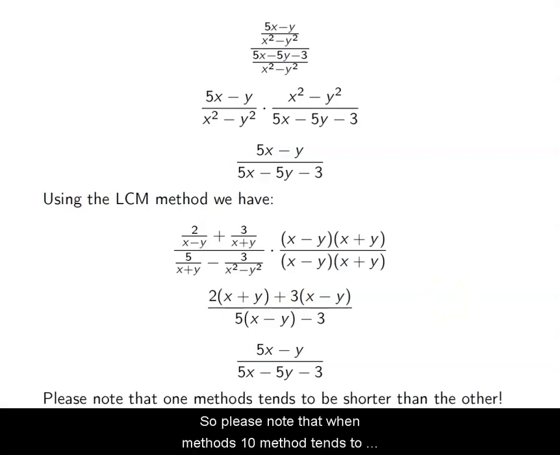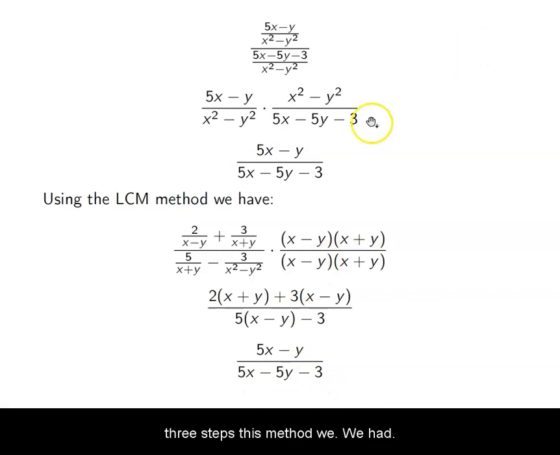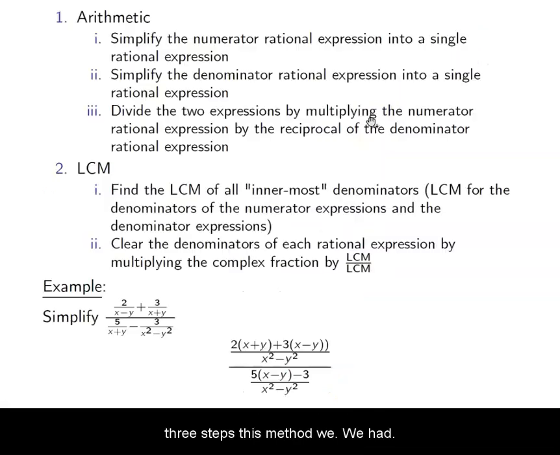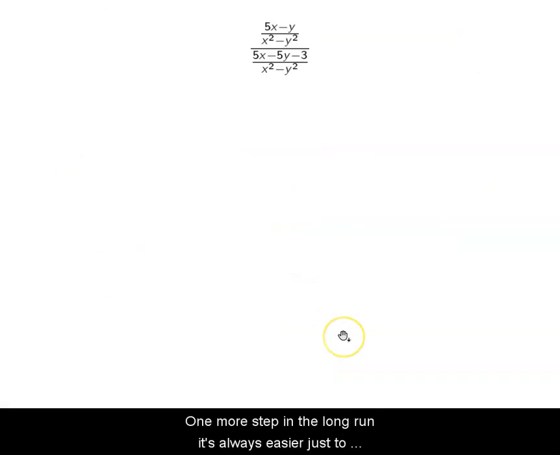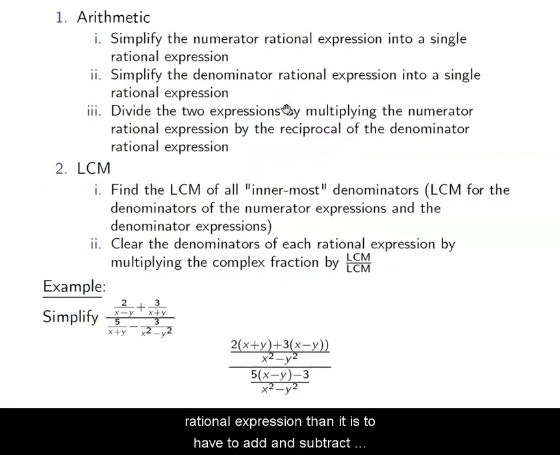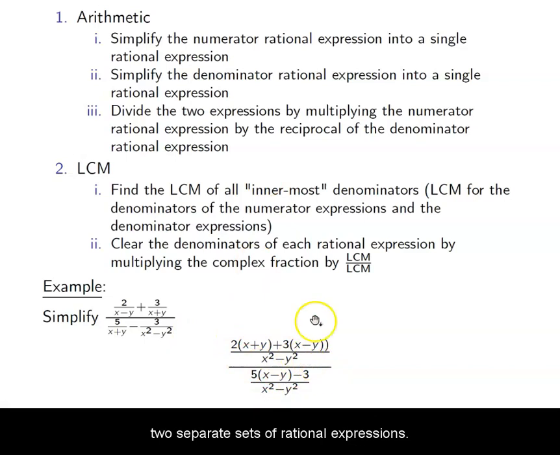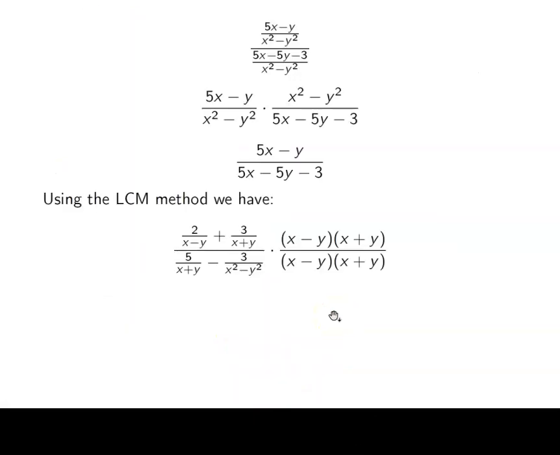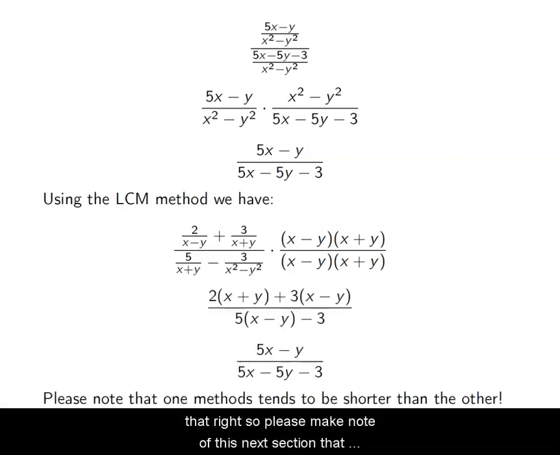Okay, so please note that one method tends to be shorter than the other. The LCM method, we had about 3 steps. This method, we had 1 more step, but in the long run, it's always easier just to clear the fractions out and just deal with the single rational expression than it is to have to add and subtract 2 separate sets of rational expressions to get a new rational expression and then simplify that, right?